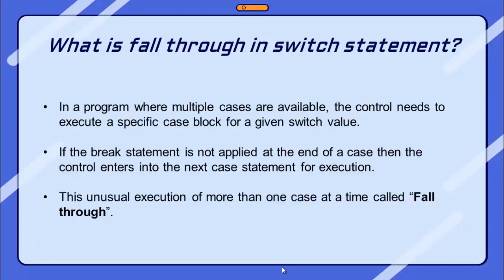What is fall through? In a program where multiple cases are available, the control needs to execute a specific case or block for a given switch case value. If the break statement is not applied at the end of the case, then the control enters the next case statement for execution. This unusual execution of the program, more than one case at a time, will result in fall through.